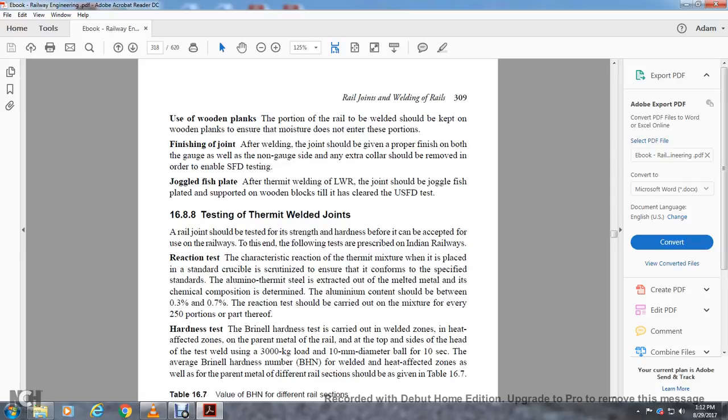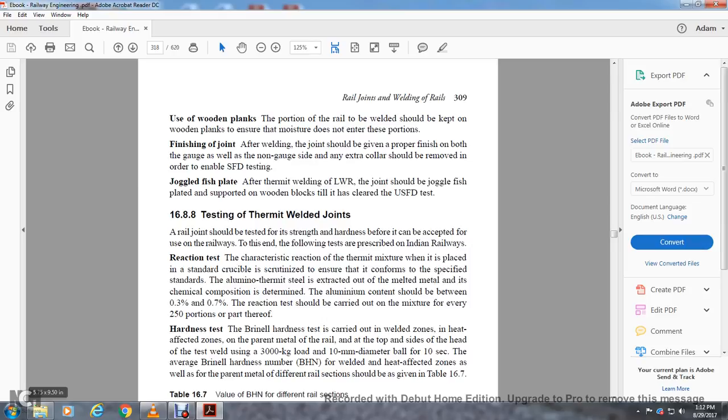The aluminum thermite steel is extracted out of the metal. The melted metal's chemical composition is determined. Aluminum content should be between 0.3 and 0.7%. The pre-test should be carried out with a mixture of about 250 portions of the thermite.